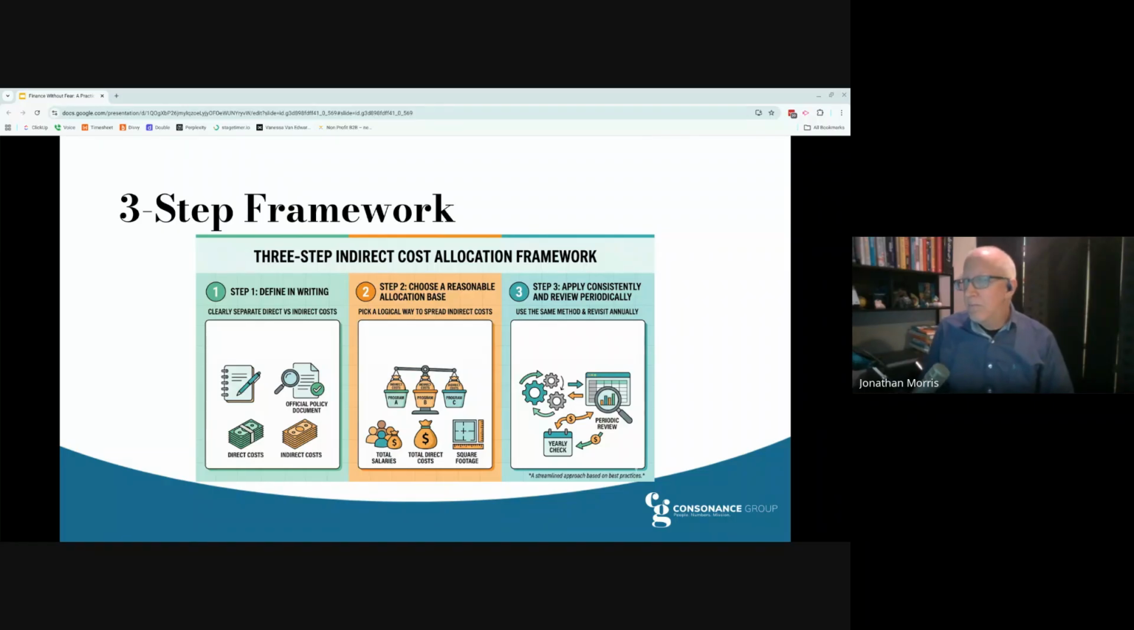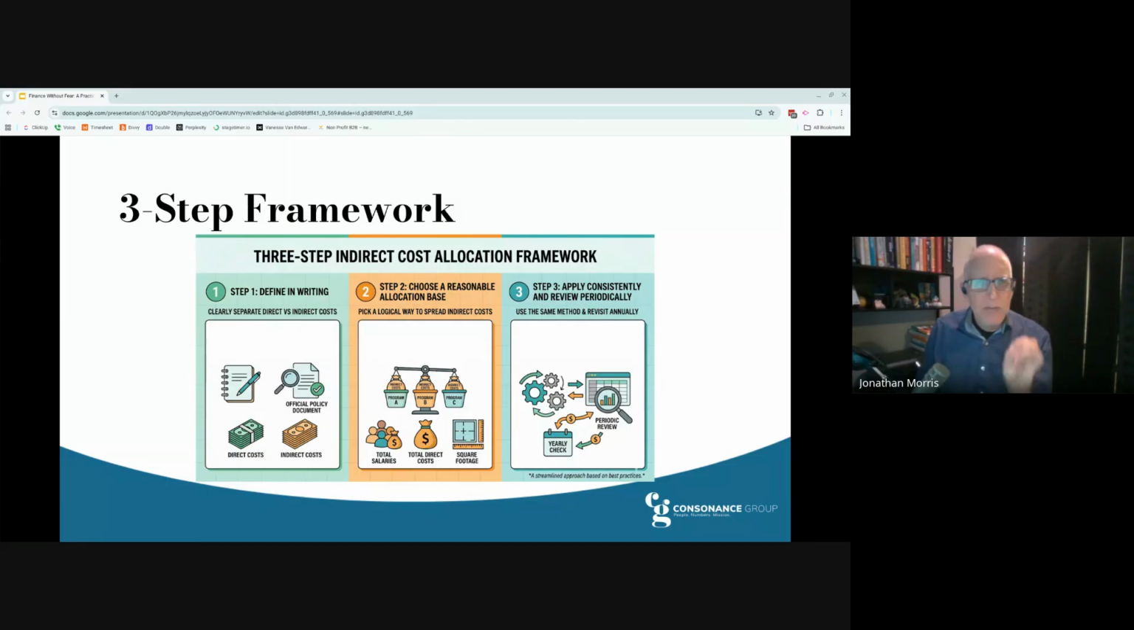Second, this is the hard part. Choose a reasonable allocation base. We pick a logical way to spread indirect costs across programs, and there are a few methodologies that are standard. Common bases include total salaries, or sometimes total effort, which is a way of measuring how much work a particular program is. Total direct costs, or square footage. If you're operating a facility and program A takes up 80% of the square footage, and program B is 20%, you can use those as the base. The exact method matters less than being reasonable and consistent.